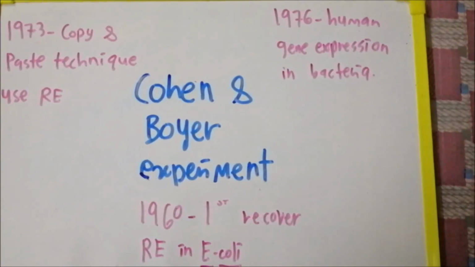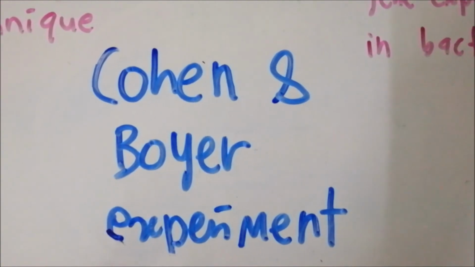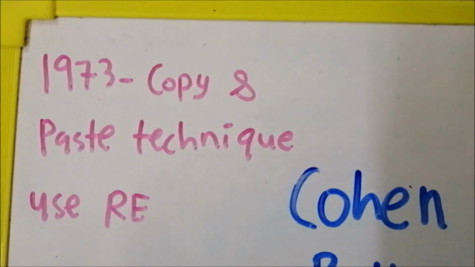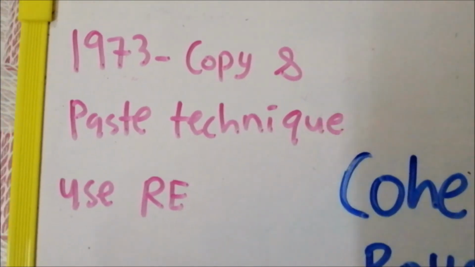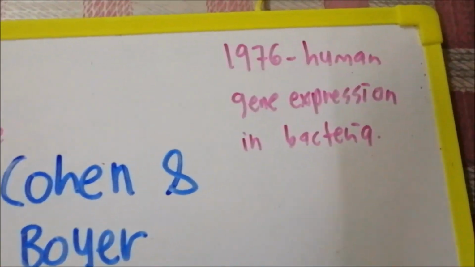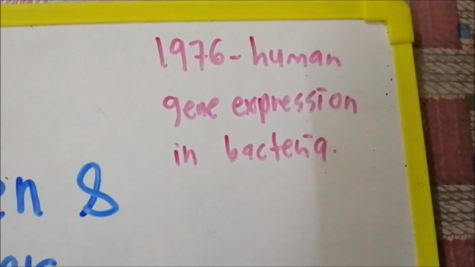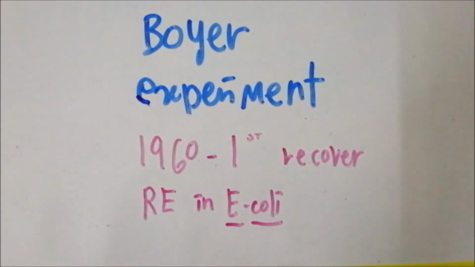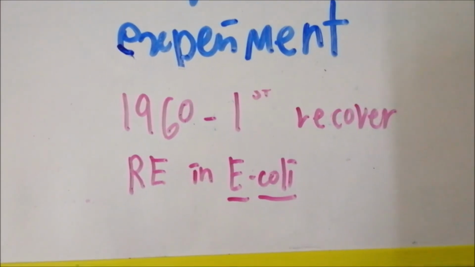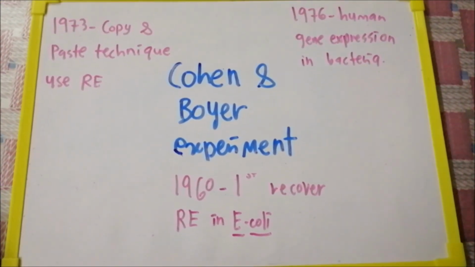What is the Cohen and Boyer experiment? They did a copy and paste technique from 1973 until 1976. Stanley Cohen and Herbert Boyer used genetic engineering to cut and paste DNA using restriction enzyme in 1973. While in 1976, they saw the first expression of a human gene in bacteria. In the late 1960s, restriction enzyme was recovered for the first time in E. coli. The enzyme will cut at a site within the foreign DNA instead of chewing from the end.